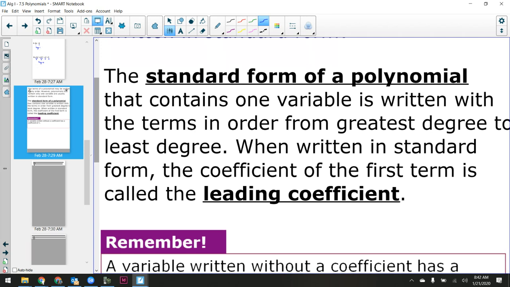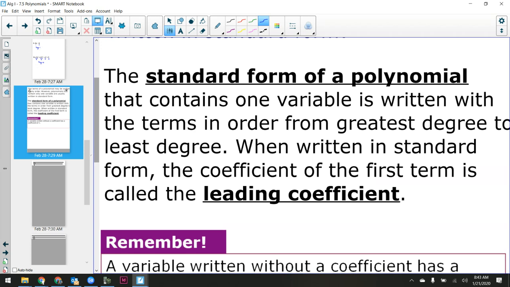Okay? So if I ask you to put your answer into standard form, just look at example 3 down there. Write each polynomial in standard form. When you put your answer into standard form, you're going from biggest degree to smallest degree.